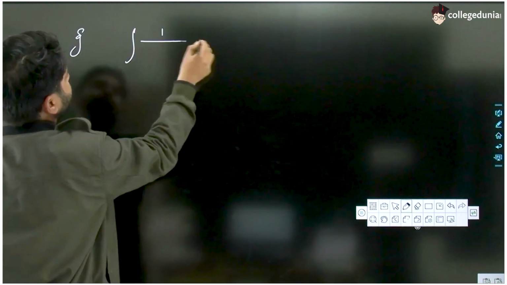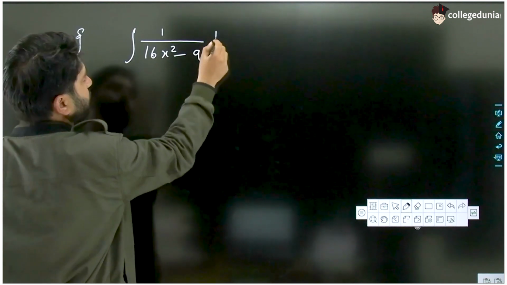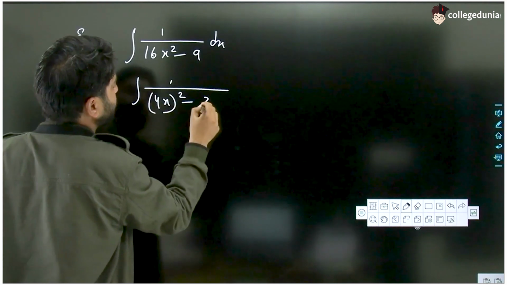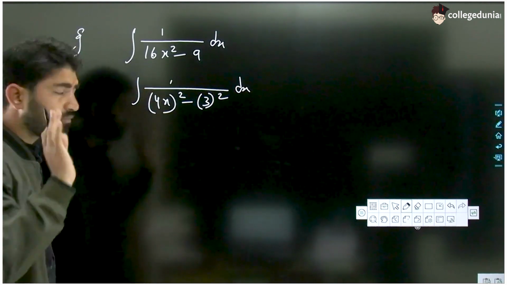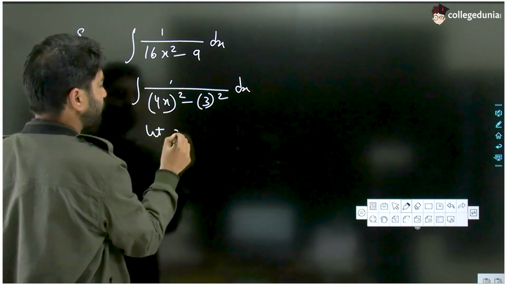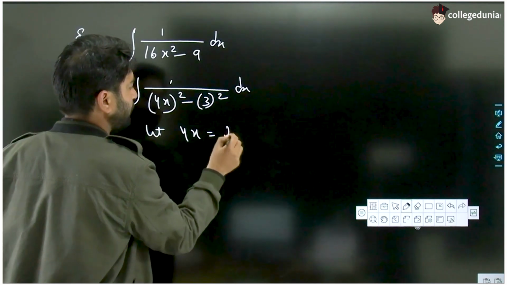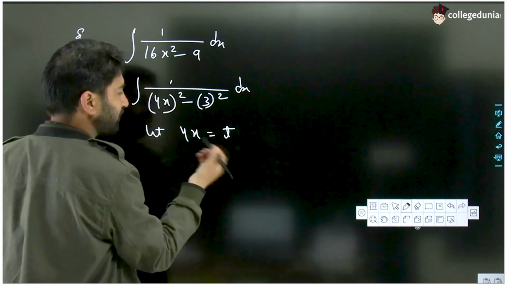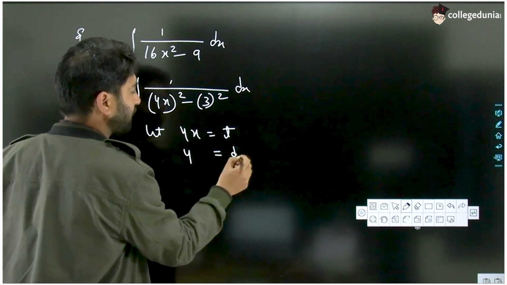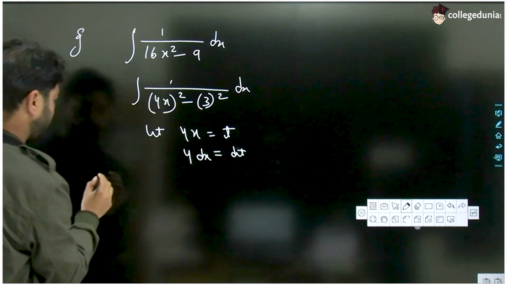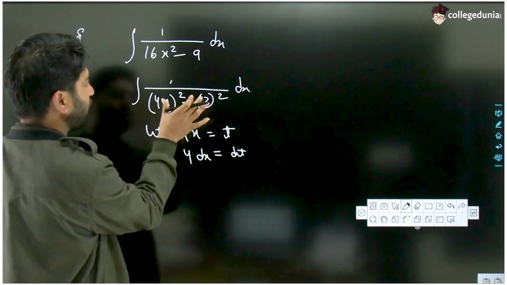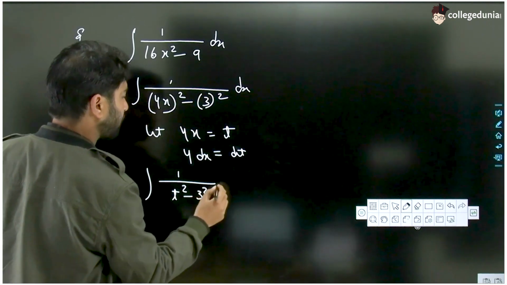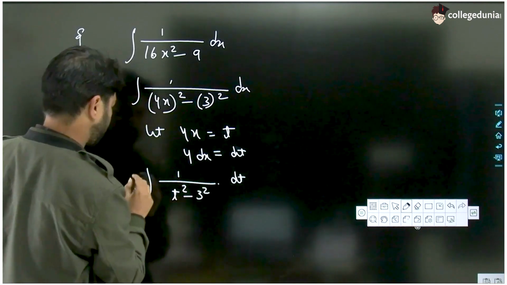We have 1 upon 16x square minus 9 in the denominator, right, which can be further expressed as (4x) whole square minus 3 square. Okay, so we can take this 4x as t. A substitution is done there. We are going to substitute 4x equal to t. Now differentiating with respect to x, the derivative gives 4 equal to dt upon dx. Now putting all these values in the integrand, we will have t in place of 4x, 3 square, and dx becomes dt upon 4.